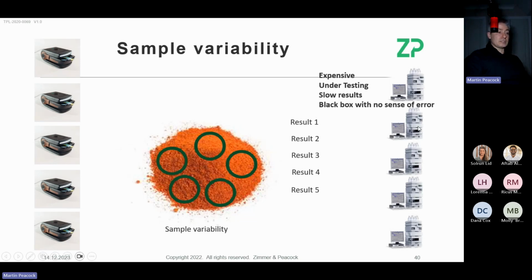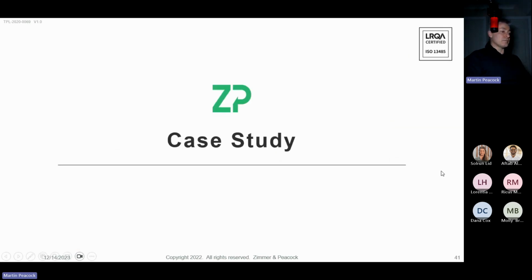It's a black box with no sense of error, whereas the FoodSense is lower cost. You can get a lot more testing done, it's faster results, and it's transparent. When we say what the number is, we can show you the receipts behind where that number actually came from.